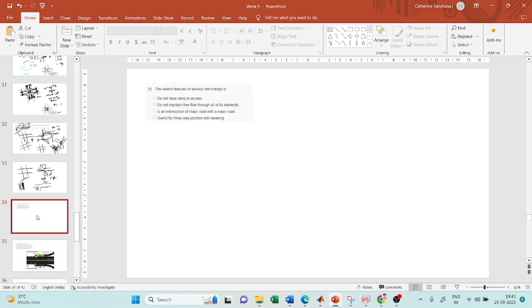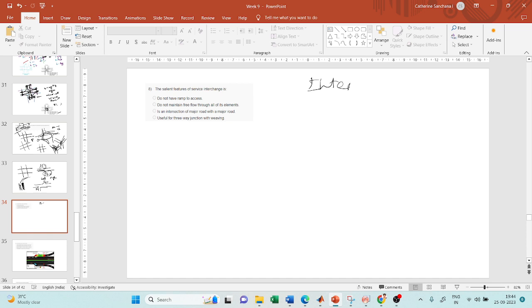So now moving on to the next question, the salient features of service interchange. So let us see the types of interchange. We already saw that interchange means two roads crossing at two different grades, and you can have interchange with ramps and interchange without ramps, which we will see a little later. So for now, they call something a service interchange, and they've asked you what its salient features are. To understand that, let us see the types of interchanges.